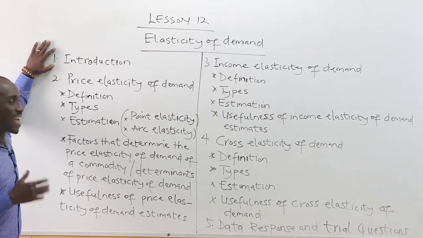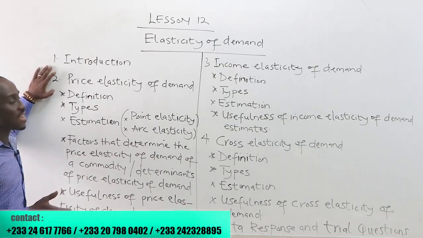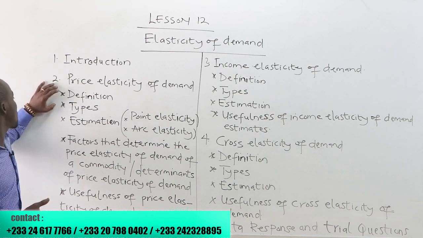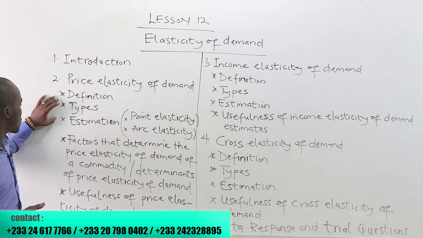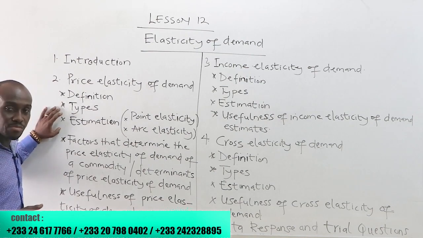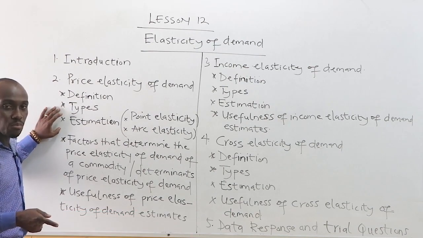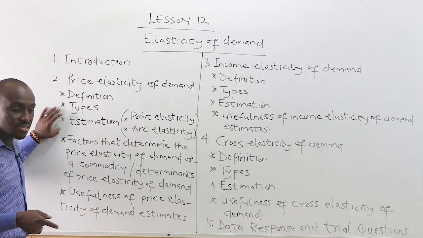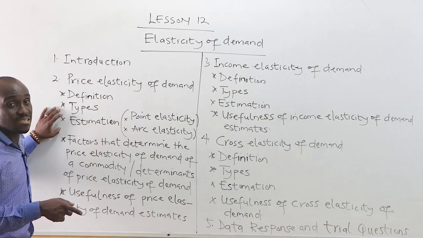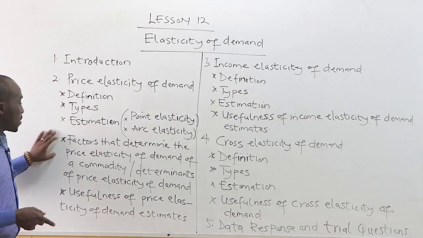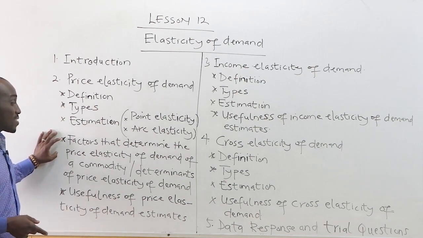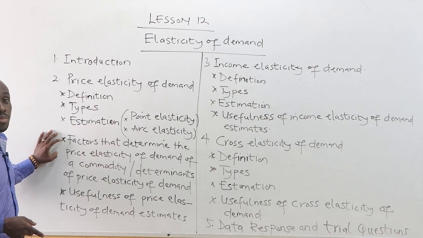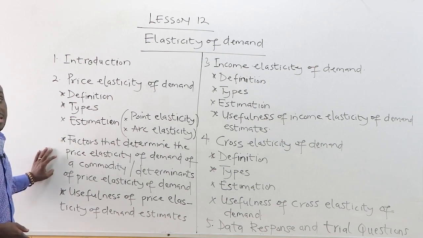Then we come down to the types of elasticity, price elasticity of demand. We look at the definition, the types, the estimation, the point elasticity, how to calculate the point elasticity, and how to calculate the arc elasticity. We come to what factors determine price elasticity of demand of a commodity. What factors will determine whether a commodity has elastic demand or inelastic demand? Or what are the determinants of price elasticity of demand?